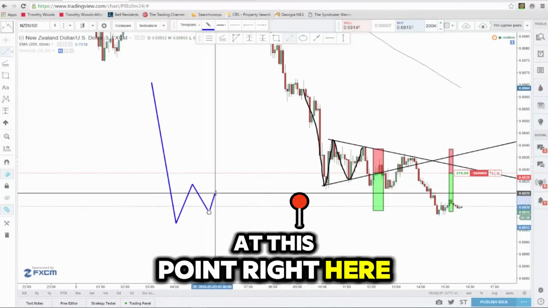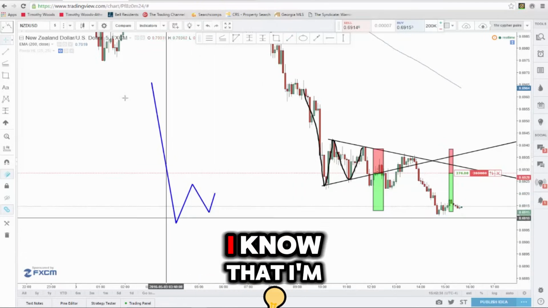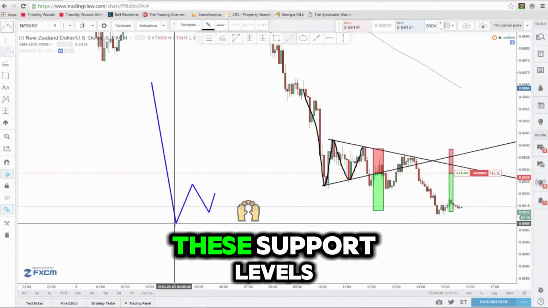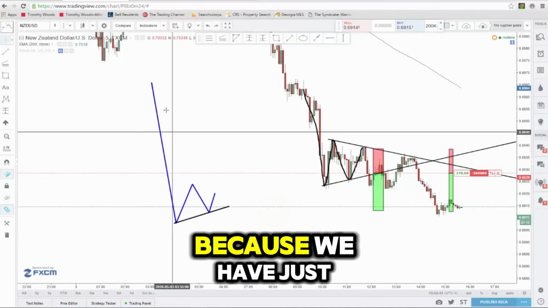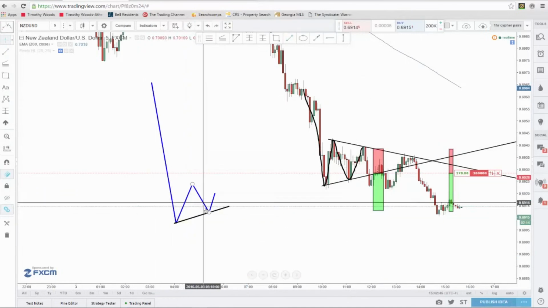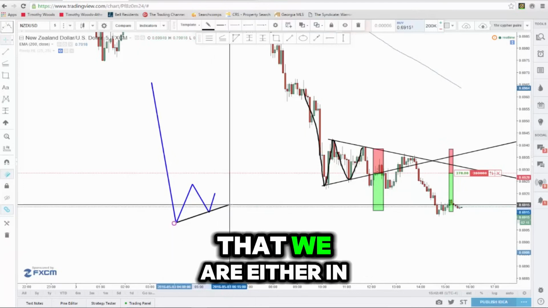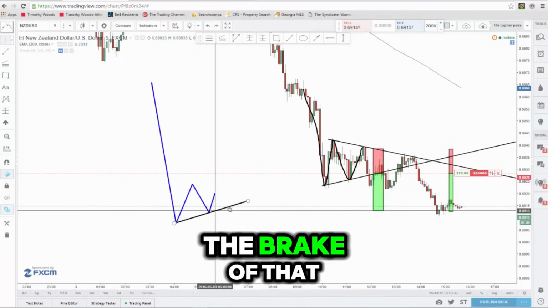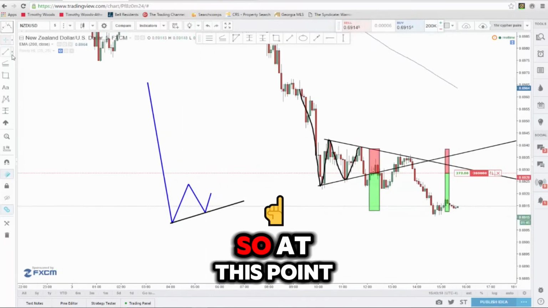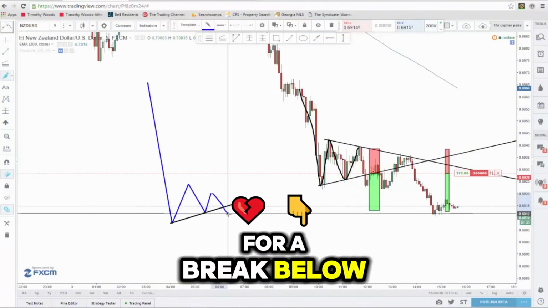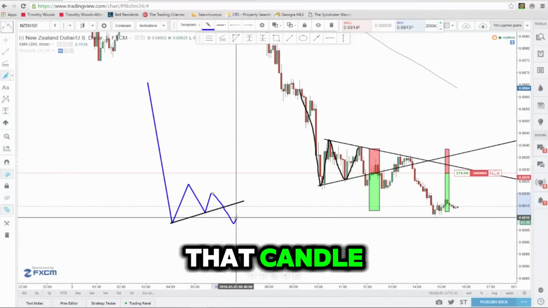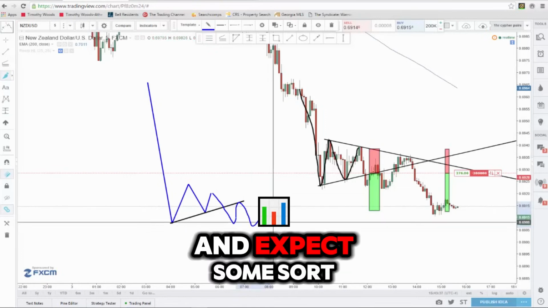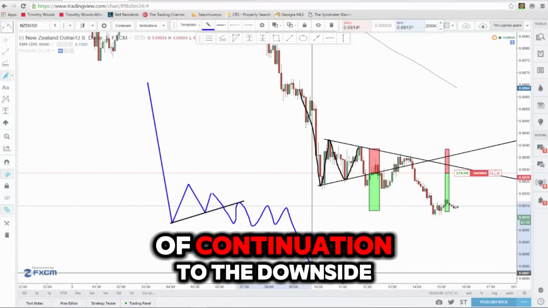At this point right here, I know what I'm looking for. I know that I'm looking for a break below these support levels. Why, you might ask? Because we have just put in an impulsive move down, and this second support level tells me that we are either in a pennant formation or a triangle formation, and either way I want to sell the break of that support level. So at this point I will be looking for a break below this level, and I will either sell the close of that candle, depending on how low it closes, or the retest of that line, and expect some sort of continuation to the downside.